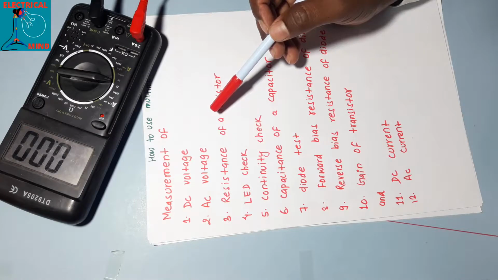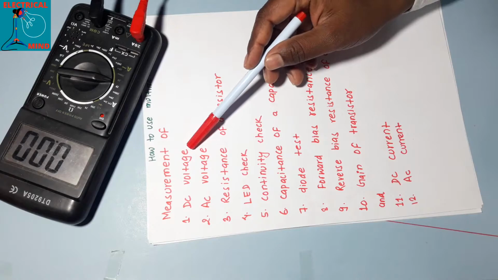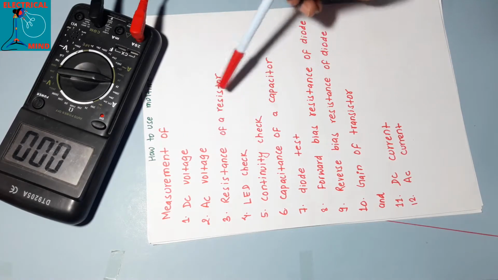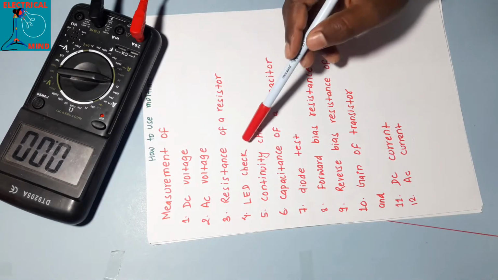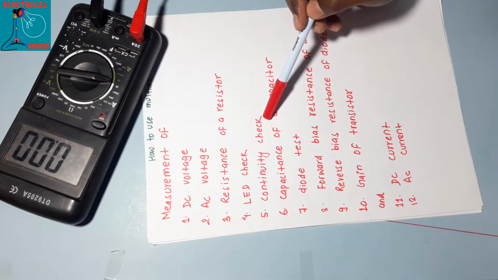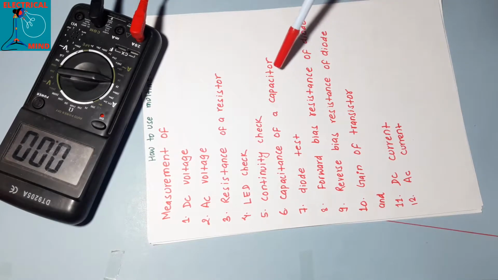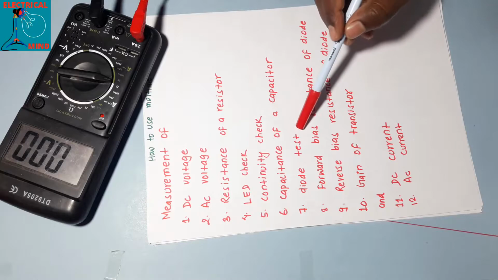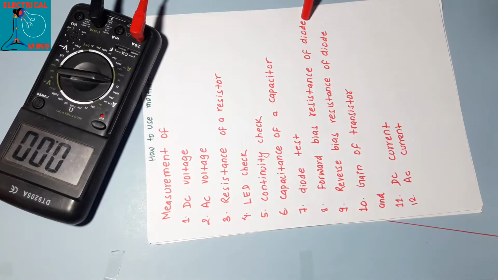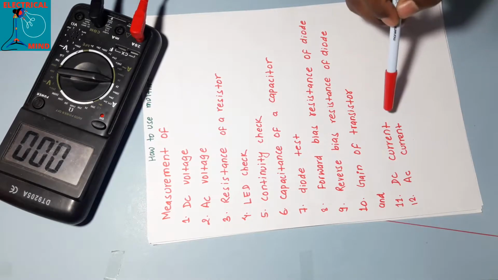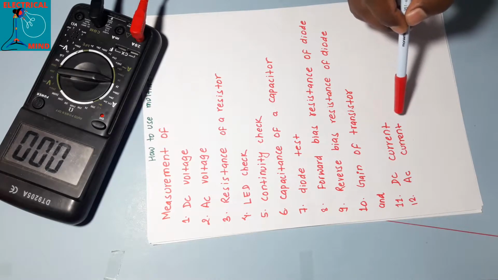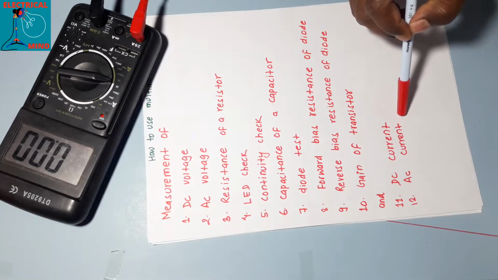In this video, we will be seeing how to measure 12 different parameters. 1. DC voltage, 2. AC voltage, 3. Resistance of a resistor, 4. LED check, 5. Continuity check, 6. Capacitance of a capacitor, 7. Diode test, 8. Forward bias resistance of a diode, 9. Reverse bias resistance of a diode, 10. Gain of a transistor, 11. Direct current, and 12. Alternating current.